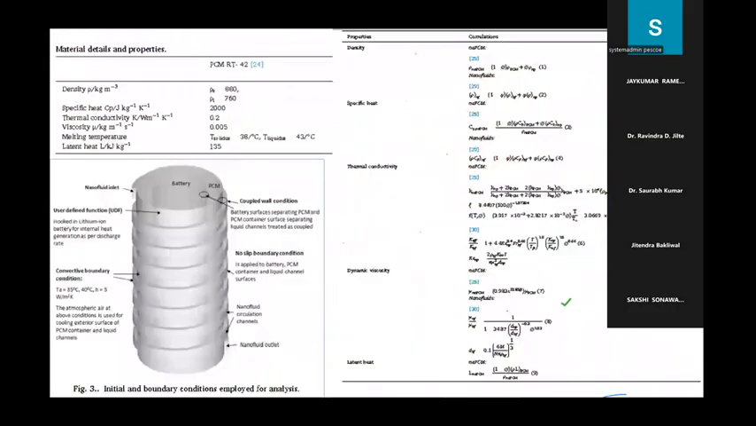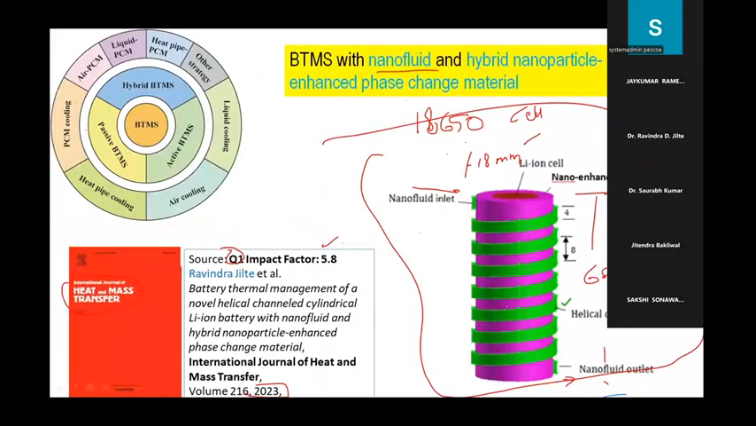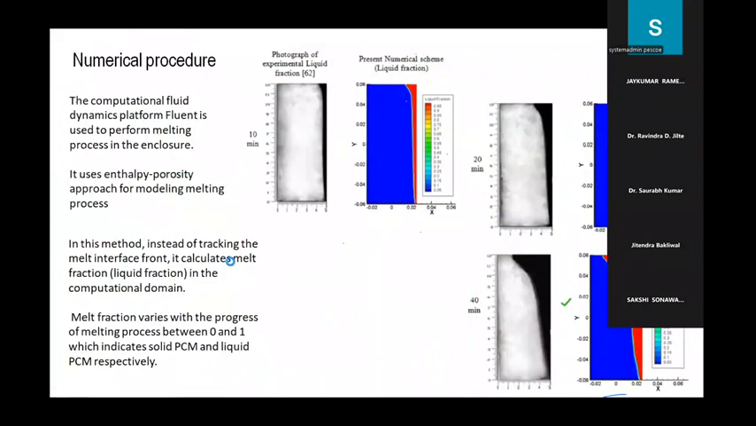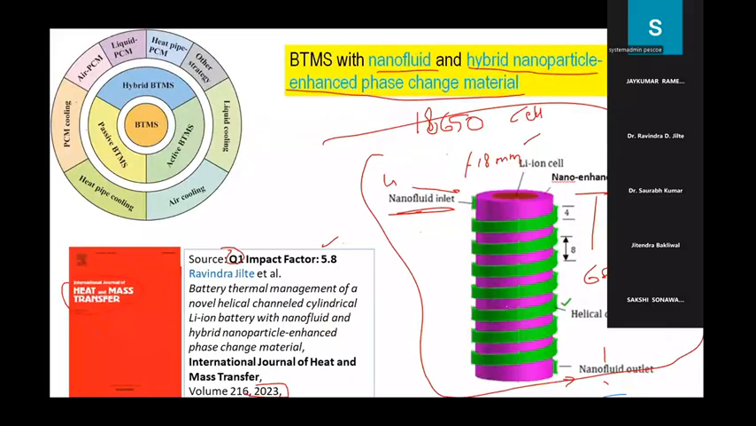Since nanofluids are being utilized in this case, we call this a hybrid nanoparticle enhanced phase change material. Two things we have utilized over here. One is nanofluid, that is, liquid cooling. So we have utilized liquid cooling, and that is a hybrid BTMS. So liquid is there and PCM is there. Liquid is utilized and phase change is also utilized.